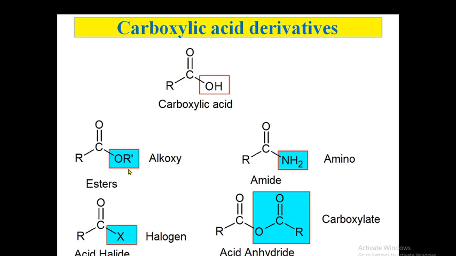If hydroxyl group is replaced by alkoxy group, you will get ester. If hydroxyl group is replaced by amino group, you will get amide. If same is replaced by halogen, you will get the acid halides, and if that hydroxyl group is replaced by carboxylate group, you will get the acid anhydrides.